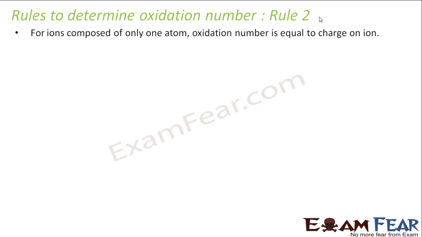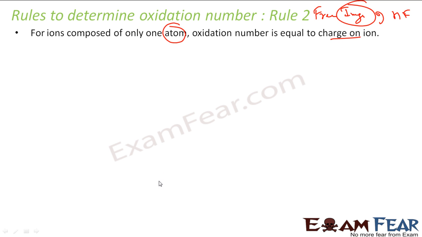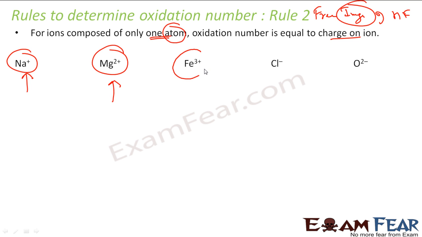The second rule: it was free image of human face, right? So next is for ions. For ions composed of only one atom, the oxidation number is equal to the charge on the ion. Please note, only for one atom. So for example, if you see Na plus, the oxidation state is +1. Mg2 plus, the oxidation state is +2. Fe3 plus, the oxidation state is +3. Cl minus, the oxidation state is -1. O2 minus, the oxidation state is -2. Correct.